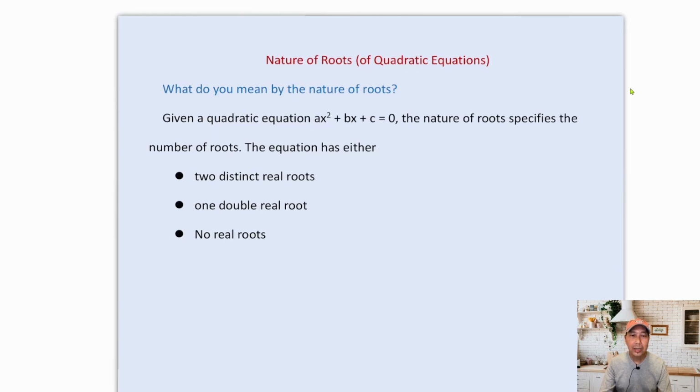The first one, two distinct real roots. The second one, double real root. The word double means that originally there are two roots, but these two roots are identical in this particular equation. And the last one is no real roots.